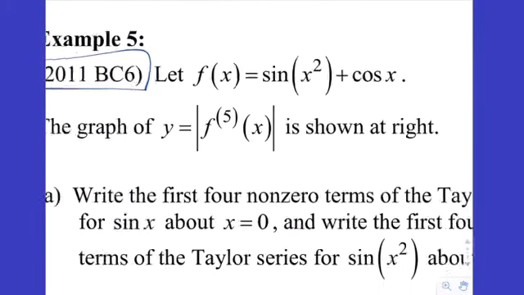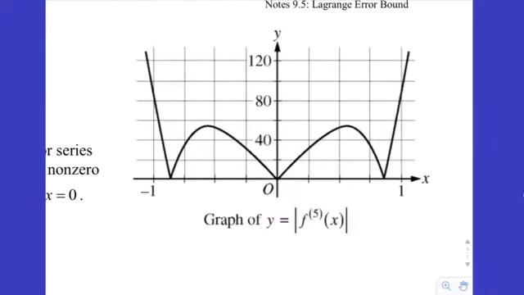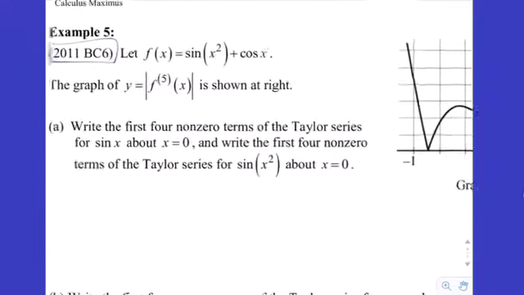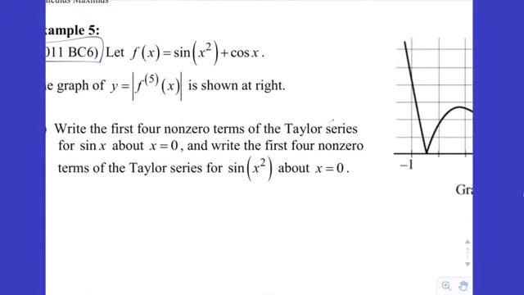The graph of the absolute value of the fifth derivative of that function f is shown at right. There it is. Okay, cool. Write the first four non-zero terms of the Taylor series for sine of x centered at 0. And then write the first four non-zero terms of the Taylor series for sine of x squared at 0. So they're kind of walking you through what eventually is going to be you creating that function, right? But they're doing it in little baby steps. They want to give you points.